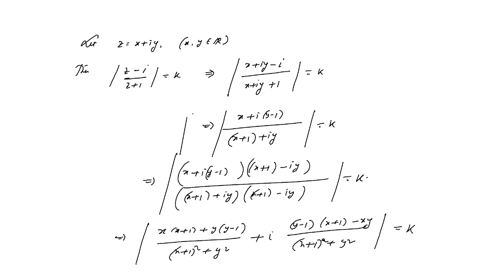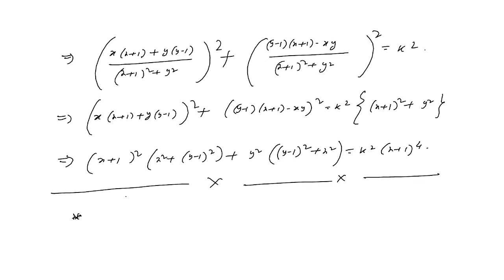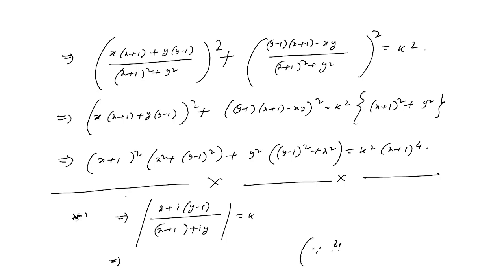from this expression you will write it in the form modulus of x plus i into y minus 1 by x plus 1 plus iy equals k. So here you know mod z1 by z2, that modulus will be mod z1 by mod z2. That formula you can use. And you will get x square plus y minus 1 whole square equals k square into x plus 1 whole square plus y square. That will be a more simplified form.